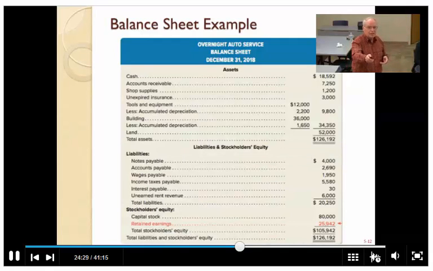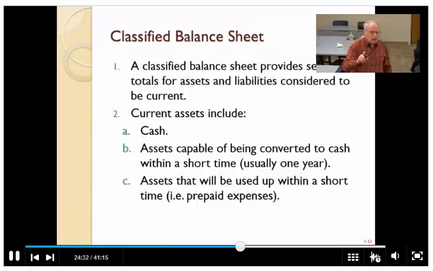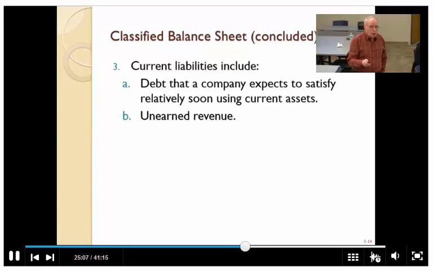Now, what a classified balance sheet does is it breaks assets and liabilities into current and non-current. And before we leave, we're going to show why that's important. Current assets are assets that will be converted to cash or used within 1 year. And current liabilities are liabilities that have to be paid within 1 year.